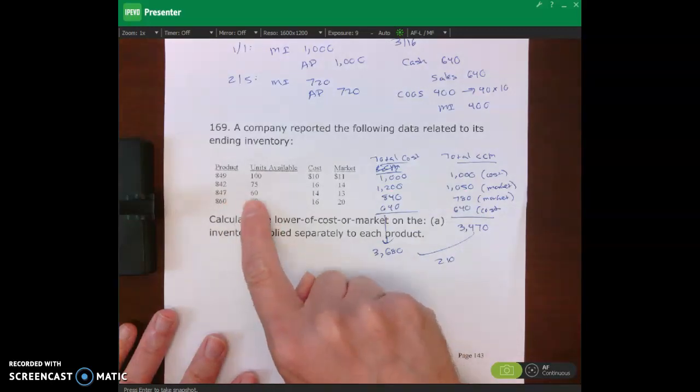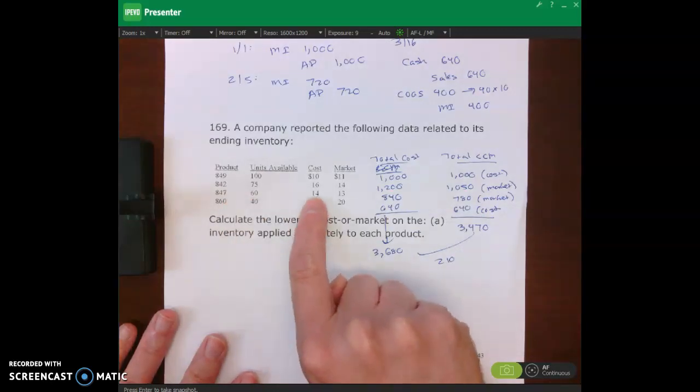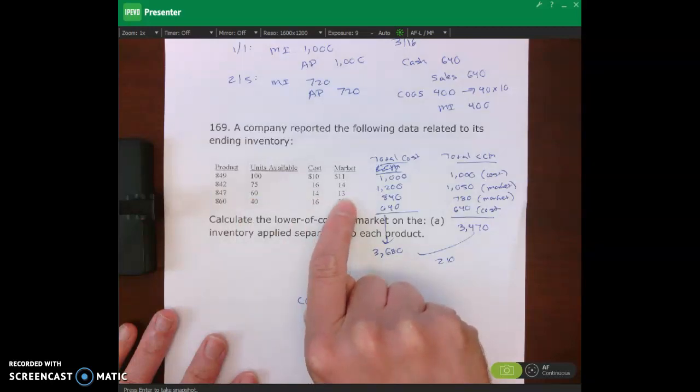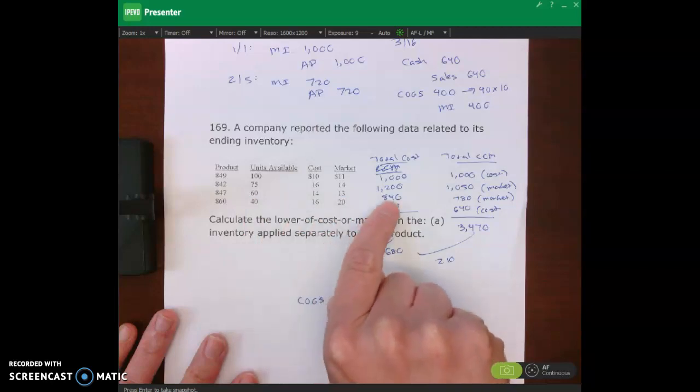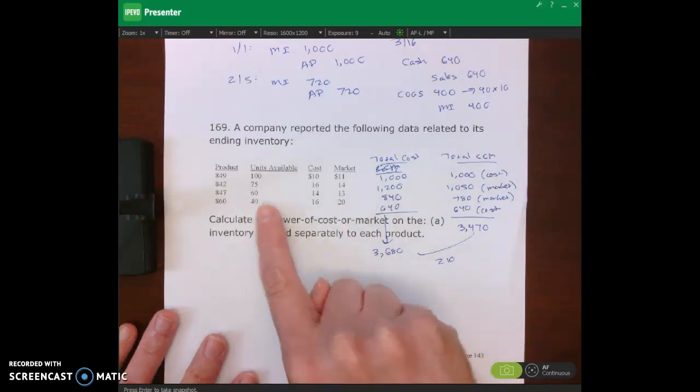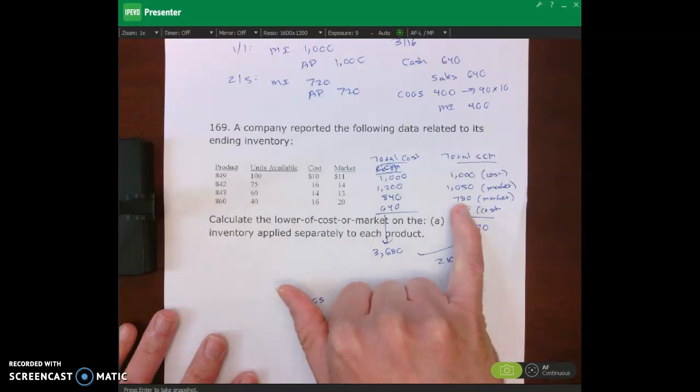Product 847, 60 units available. Cost is 14. Market is 13. Total cost 14 times the 60 is 840. And then 60 times the 13 gives me the 780. Which one's lower? The 780. So that's the one I choose for my LCM calculations.